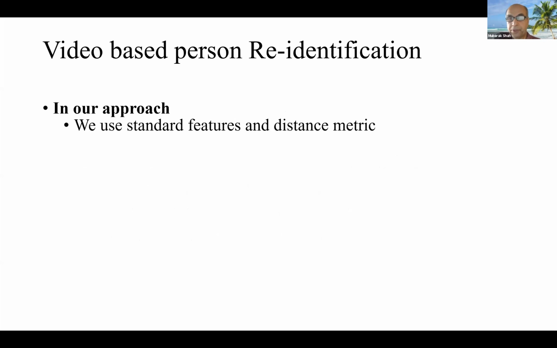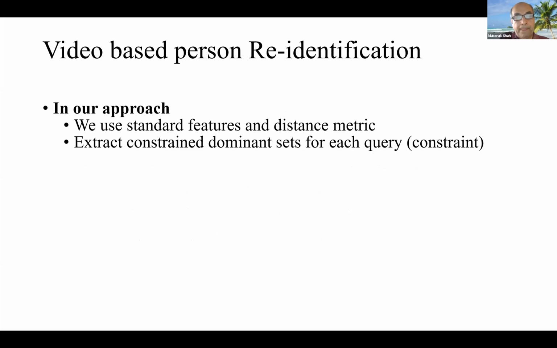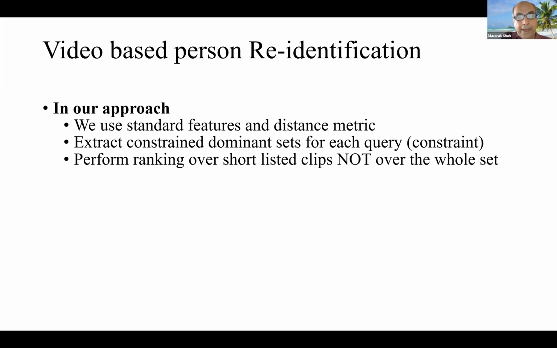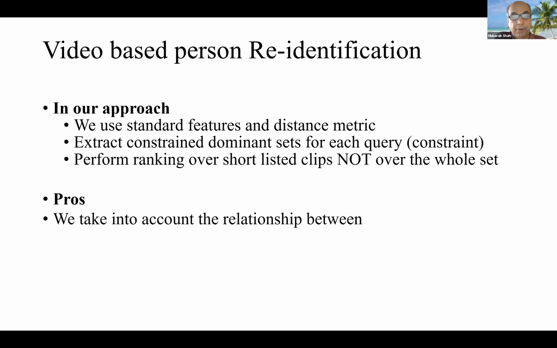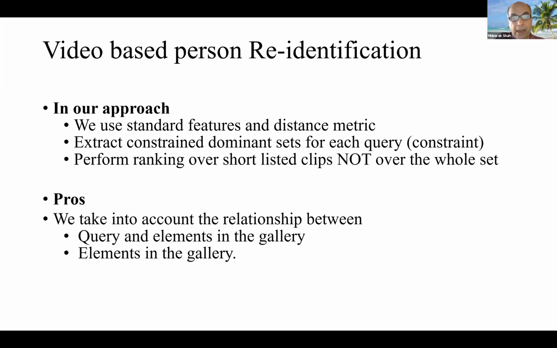In our approach instead, we use the same features that we learned before and the same distance metric, but we want to leverage the constraint dominant set for each query. Okay, and so we want to perform ranking on shortlisted clips, not the whole set. The advantage is we take into account the relationship between the query and elements in the gallery, and also between elements within the gallery. So we are using both of these relationships.